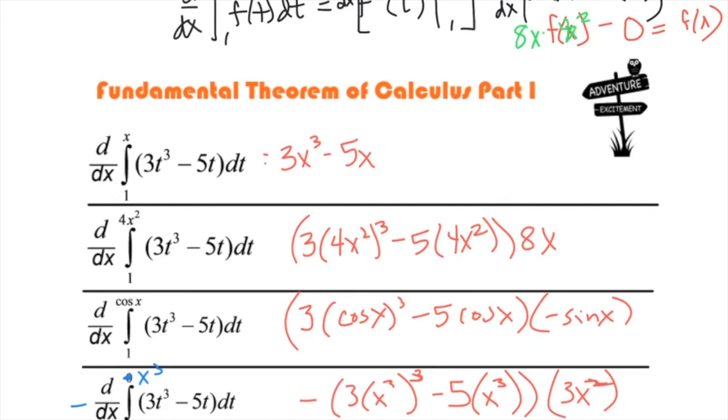So again, fundamental theorem just establishes this relationship, and that when you take the derivative of an integral, you spit out the original function. But what the original function is a function of is dependent on the bound, right? Here it was a function of x, then 4x squared, then cosine, then x cubed. But then, because of chain rule, we end up multiplying by the derivative of that bound.